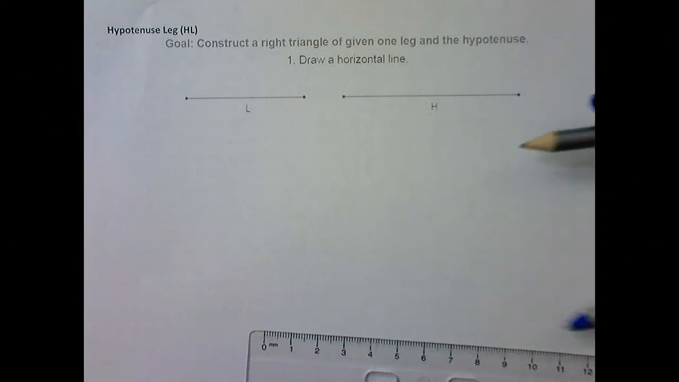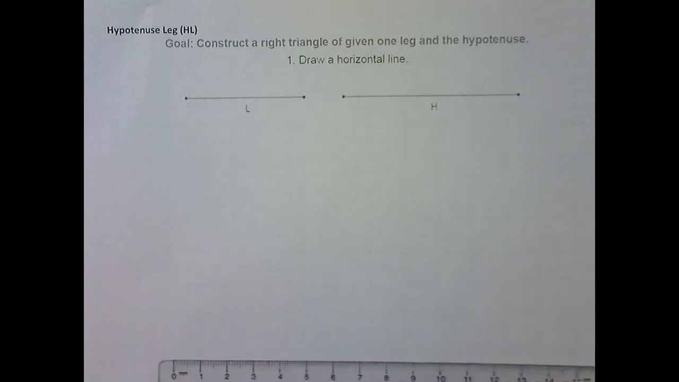Alright everybody, let's do this. We're going to continue creating triangles. This time we're going to create a right triangle using a given leg and hypotenuse. So the first thing we're going to need to do is create our leg.